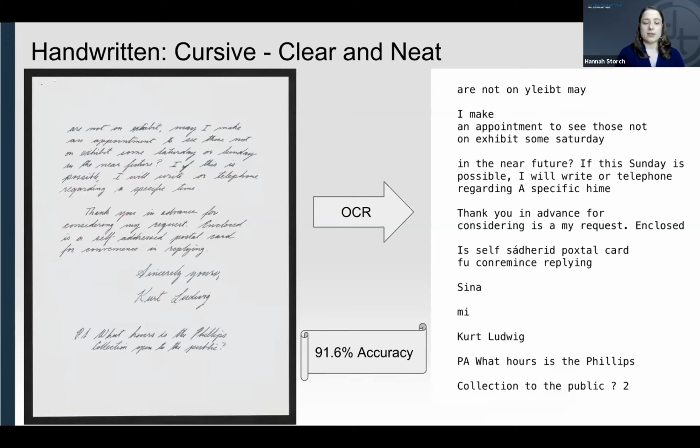And here we have an example of what I'd still consider clear and neat cursive. So as we can see with our own eyes, this text is getting a little bit more indeterminate, but you can still make out certain keywords. So in this case, the word-for-word accuracy is very good. So you could search for certain terms within the document. You also still have a 91.6% overall accuracy. And once again, the language is English, so highly supported.